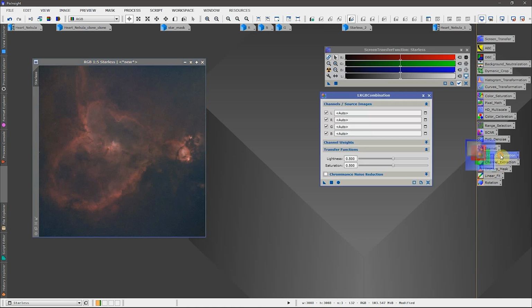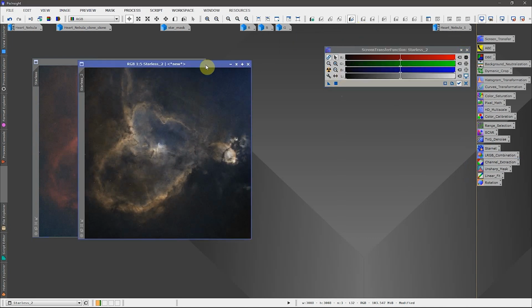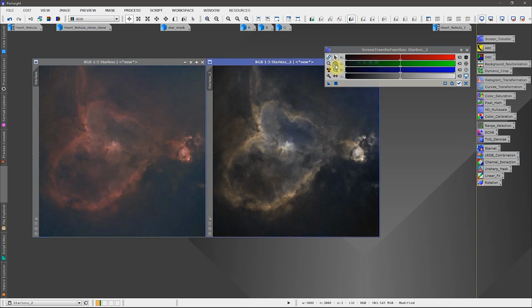So what I did was I went to LRGB Combine, and I put the red channel in the luminance. I put the red channel also in the red channel. I put the blue channel in the green and the green channel in the blue. And then I combined all of those channels. And then once those channels were all combined, this was the end result. Now, as you can see here, it's beginning to sort of take on that Hubble palette type of look.